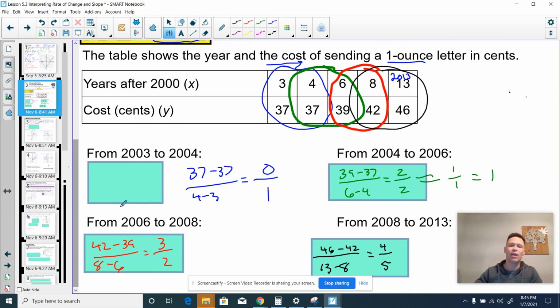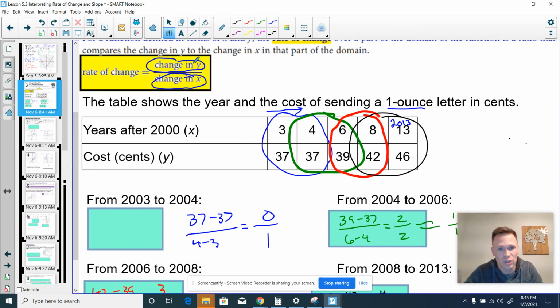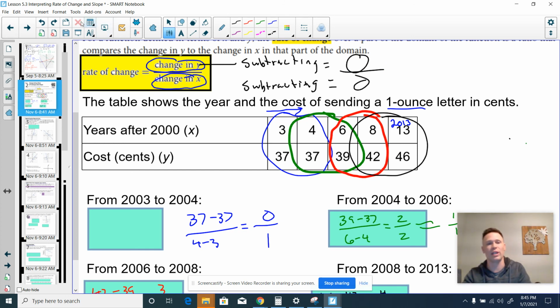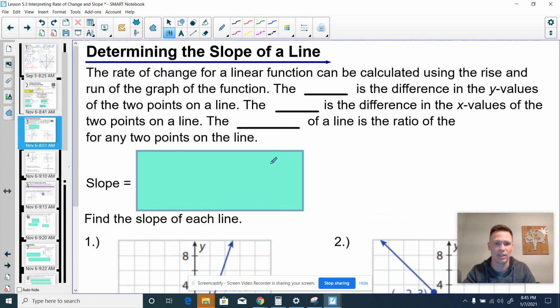Okay, so that is how we calculate a rate of change. We find the change in the y value, usually by subtracting the difference. And we find the change in x also by subtracting. Then we get our answers from that subtraction, and then we compare what we have, right? And we can interpret it. So we're going to dig a little bit deeper into that on the next slide here.